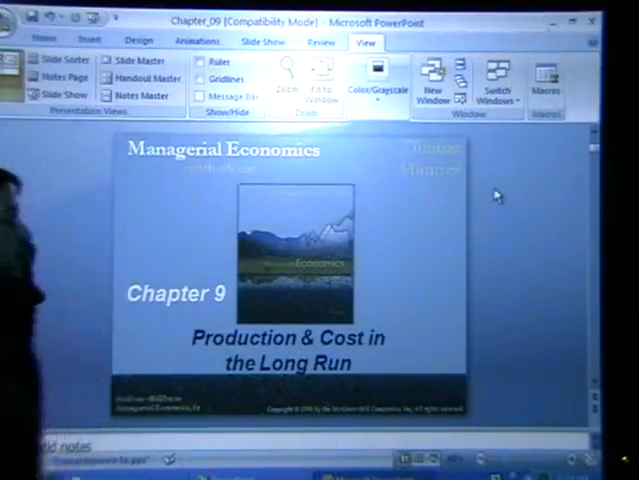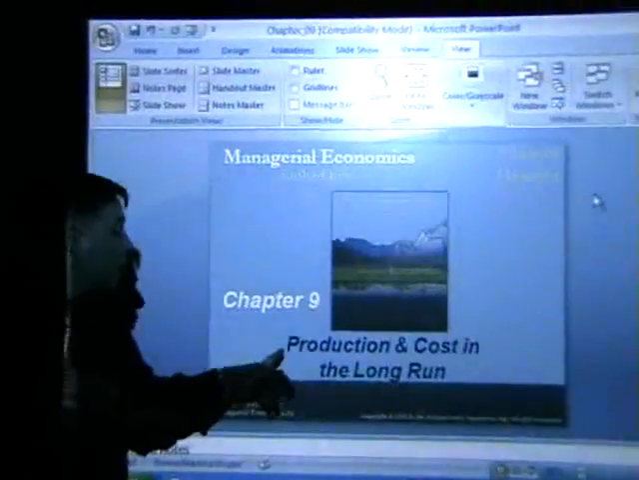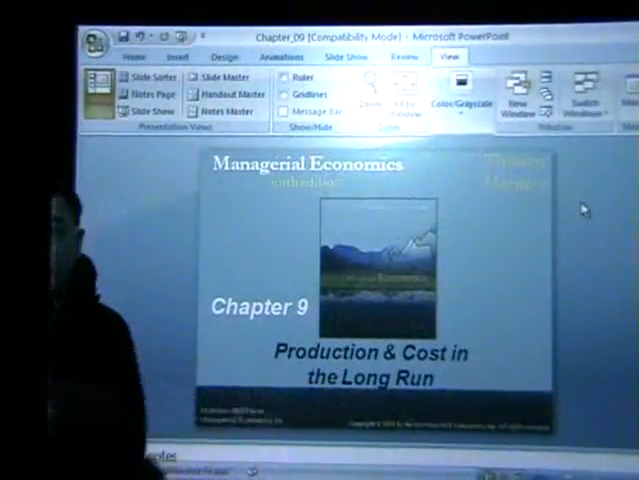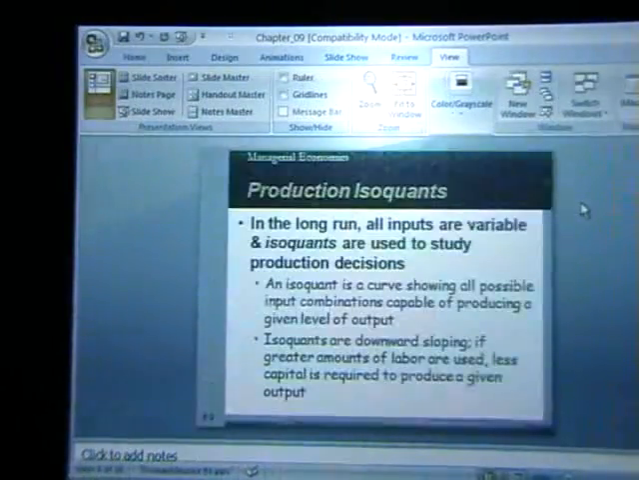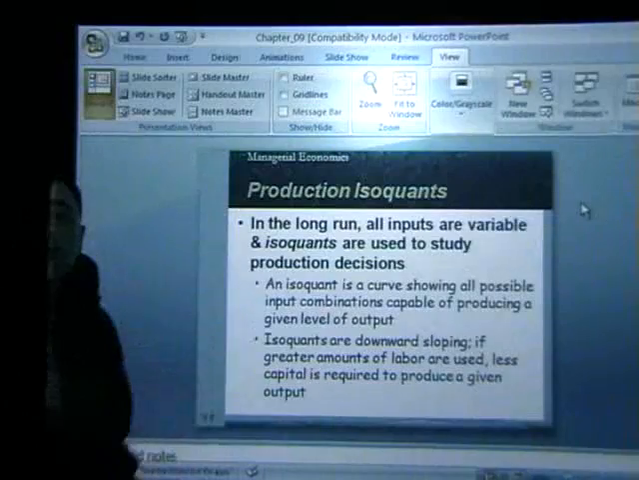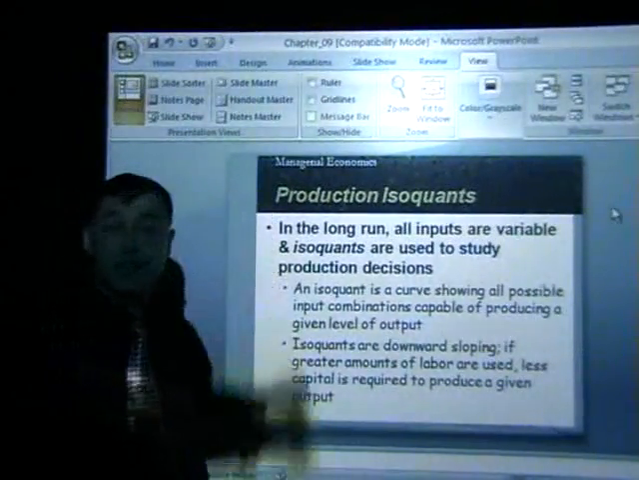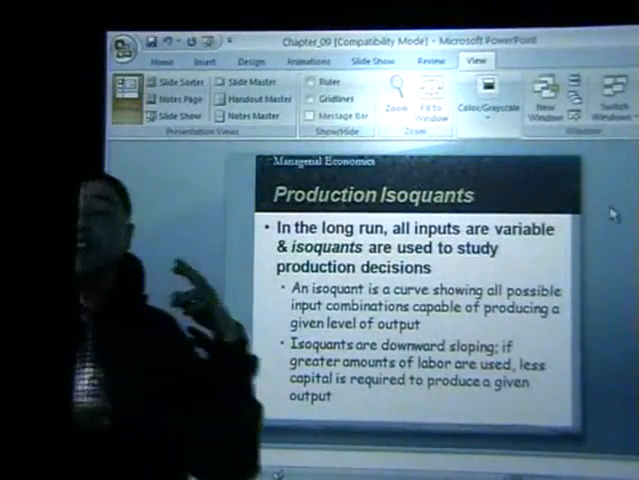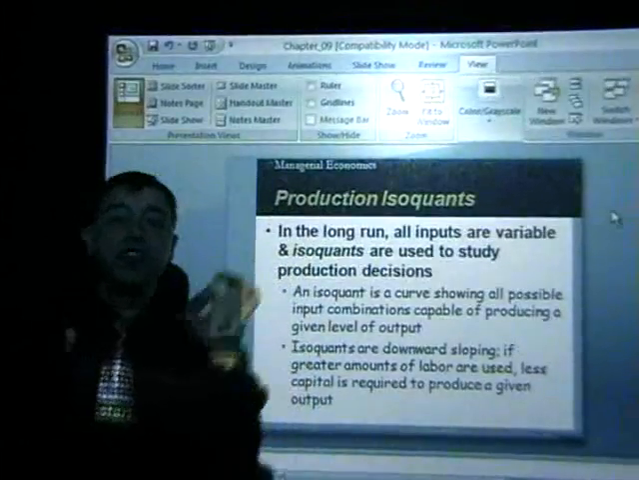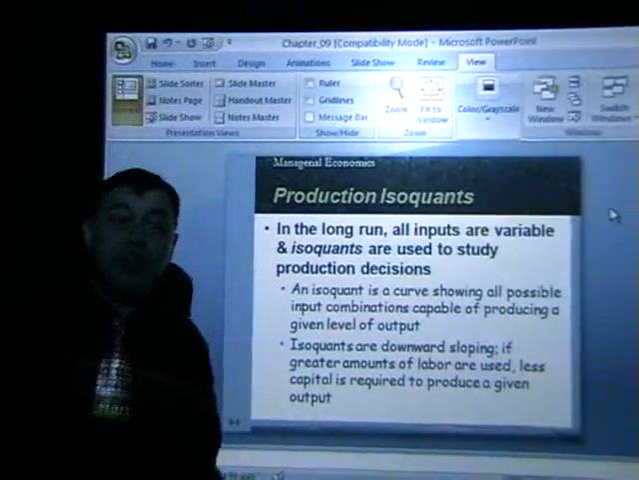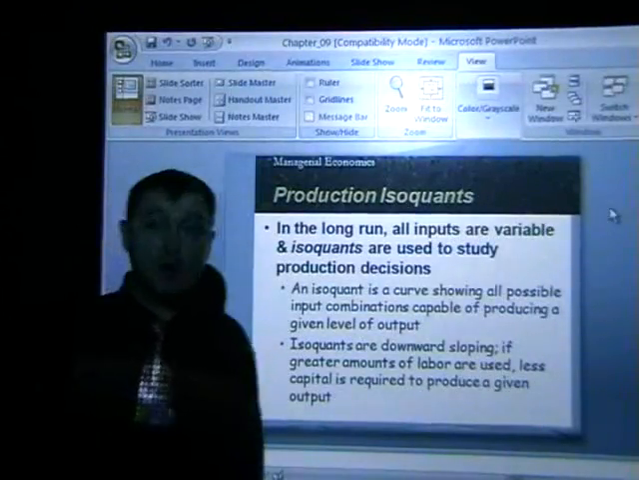Last time we did production, which is supply in the short run. Now what we do is production and cost in the long run. Production and cost, of course, is associated with supply. So, the first concept of production, especially in the long run, is that of an isoquant. An isoquant is the combination of inputs which produce the same quantity of output.